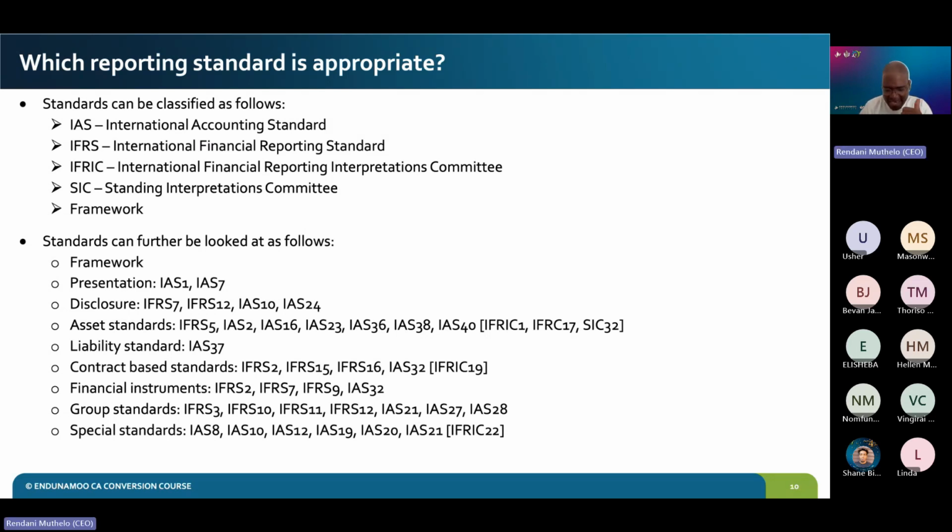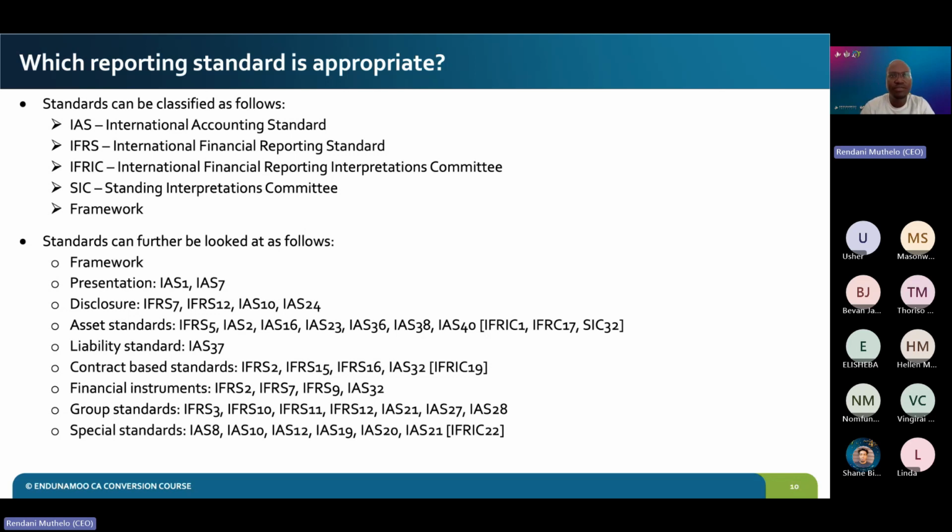IAS, some of the older standards. IFRS, some of the newer standards. SIC, the interpretation committee. And IFRIC, the interpretation committee for the IFRSs. So we have this.